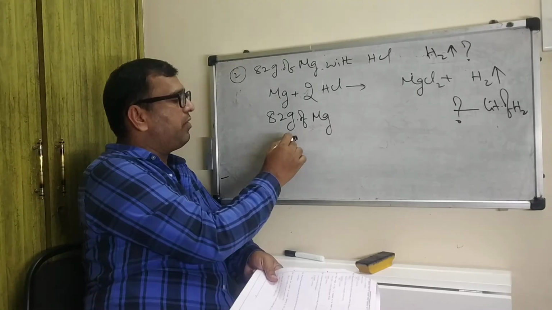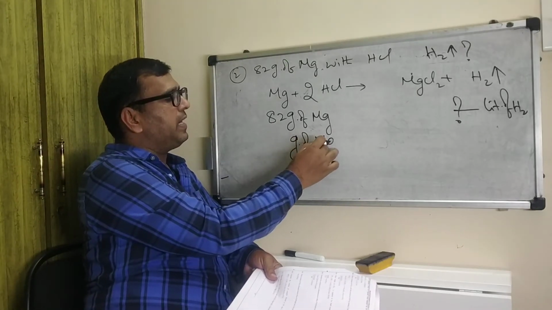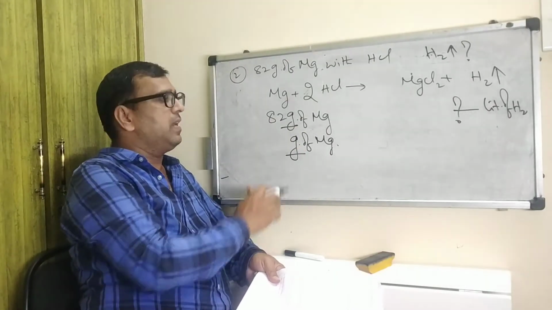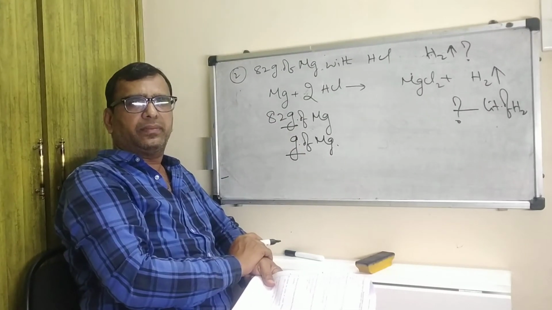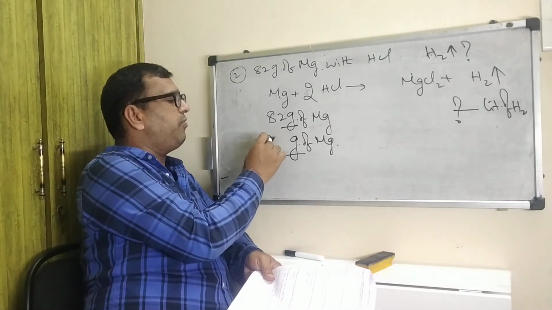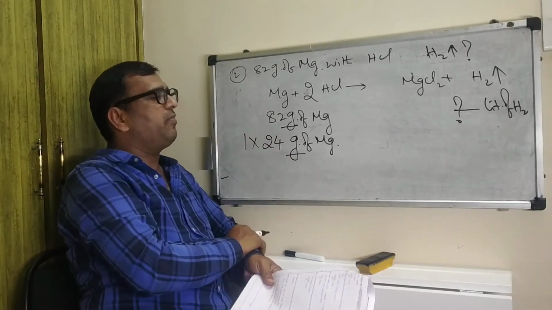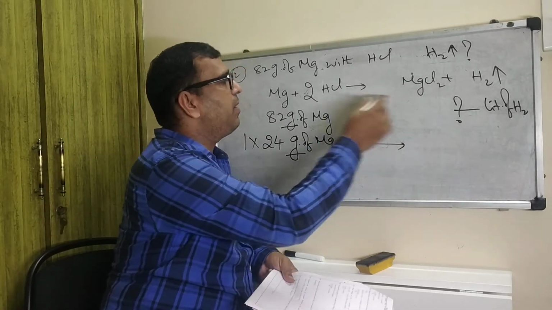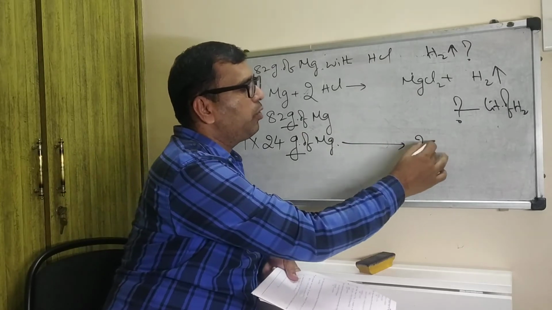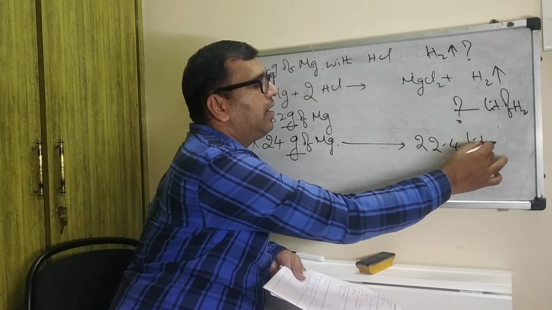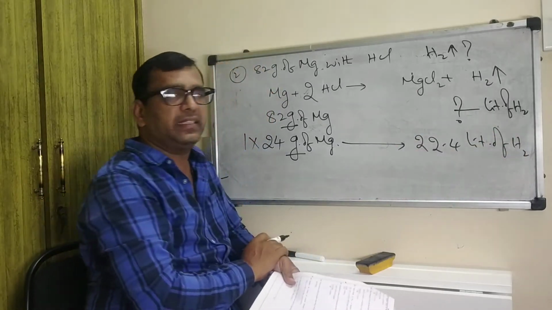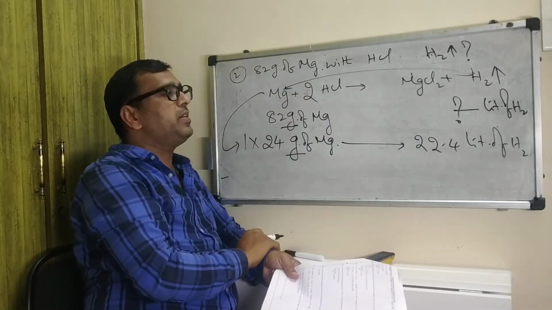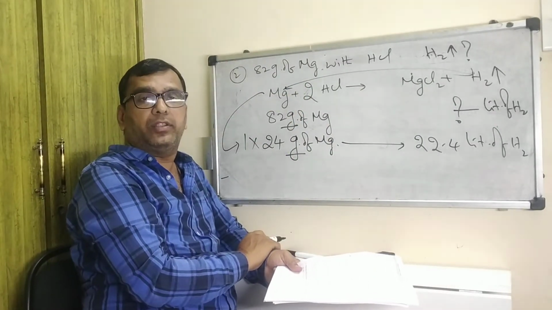So here, given information, grams of magnesium. Why is this in grams? That is why you have to take it in grams. Grams relation. Then here 24 grams, that is 1 into 24 grams of magnesium gives, what, beta? 22.4 liters of hydrogen gas. This is from this statement. This is the relation between magnesium and hydrogen.